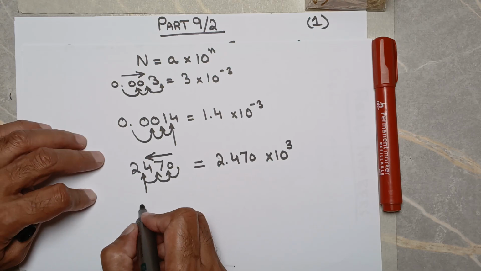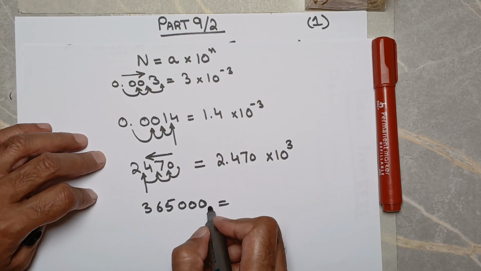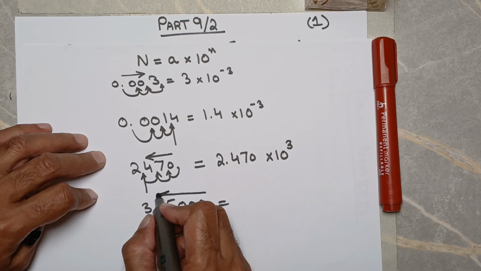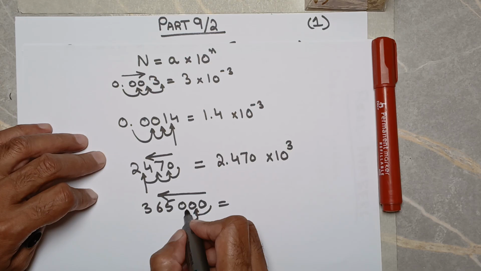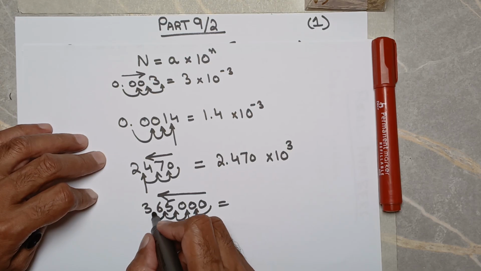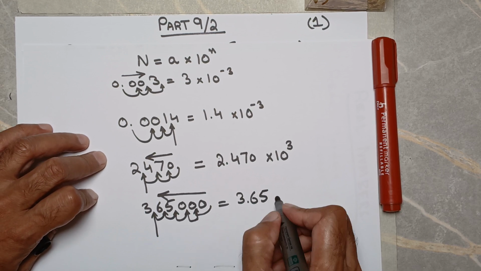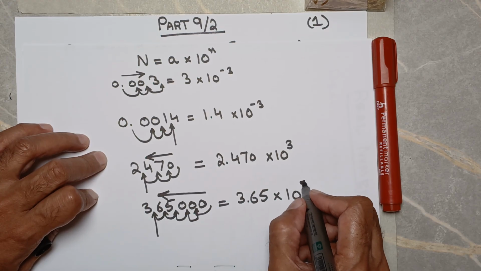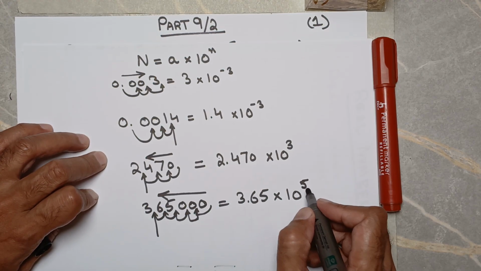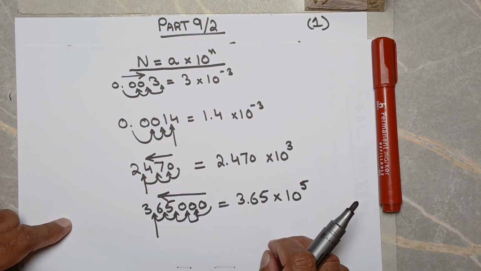Let me take another example. Suppose that I have 365,000. Again the decimal lies over here, and from here I'm going to move my decimal towards the left. First point, second point, third point, fourth and final, and the last is 3. Now it will be written as 3.65 multiplied by 10 raised to the power 1, 2, 3, 4 and 5th. And here I have got a positive exponent, that is 5. So it was a brief review.